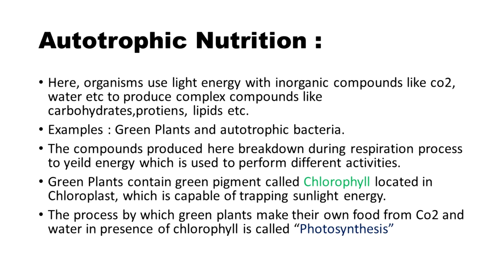The green plants contain a green pigment called chlorophyll, which is located in an organelle called chloroplast, which is capable of trapping sunlight energy. The process in which the green plants make their own food material utilizing inorganic compounds such as CO2 and water in the presence of sunlight using the chlorophyll pigment is termed photosynthesis. So photosynthesis is a process by which plants prepare their own food material.